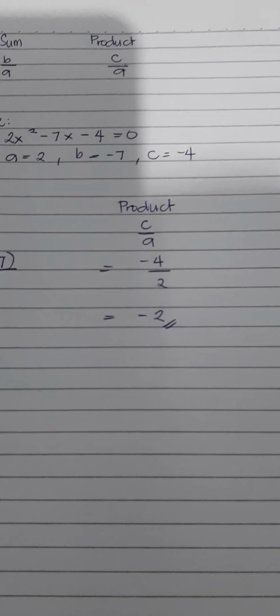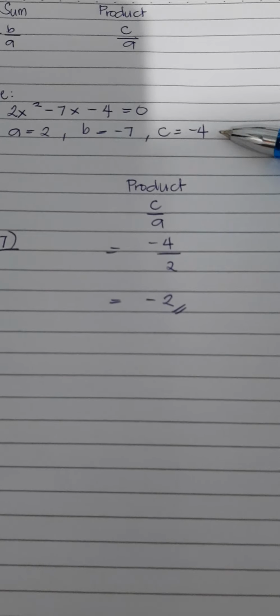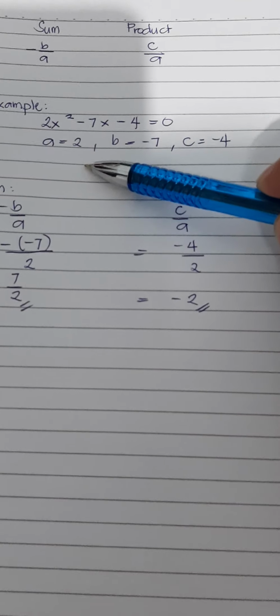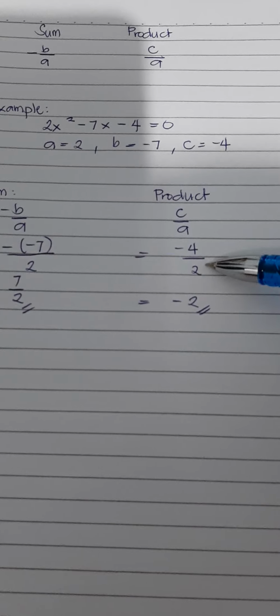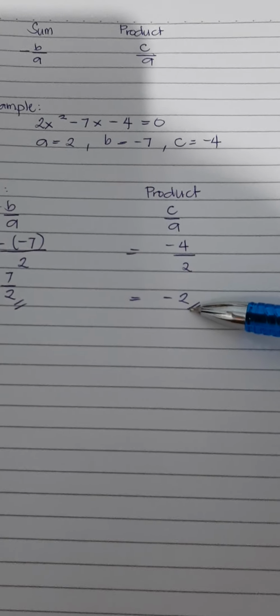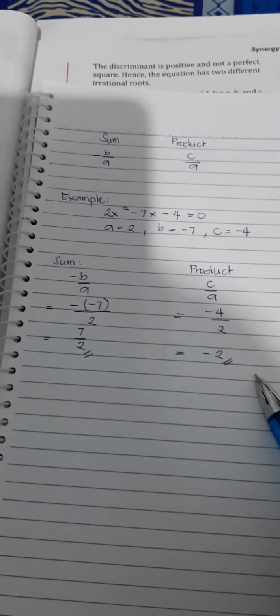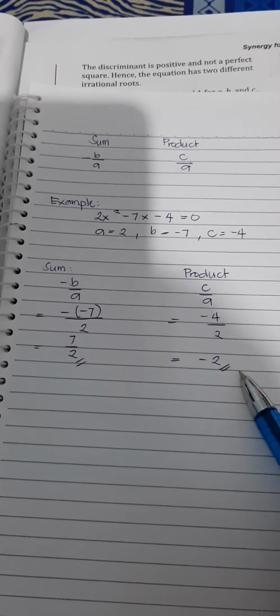Next, for the product, we have c over a. C is negative 4. For our example, we have negative 4. And a is positive 2. So negative 4 divided by positive 2 is negative 2. So we have now the product and the sum. The sum is 7 over 2. And the product is negative 2.